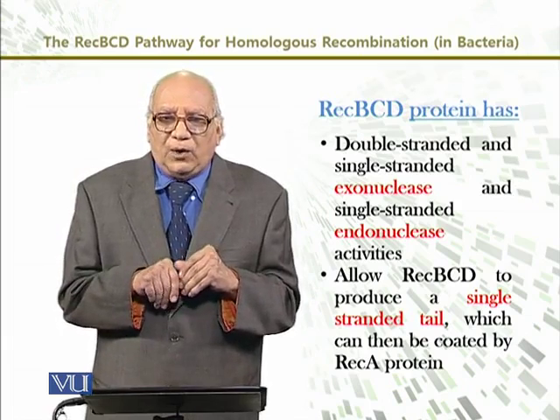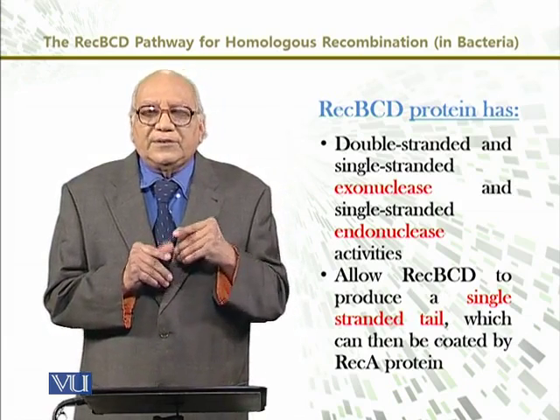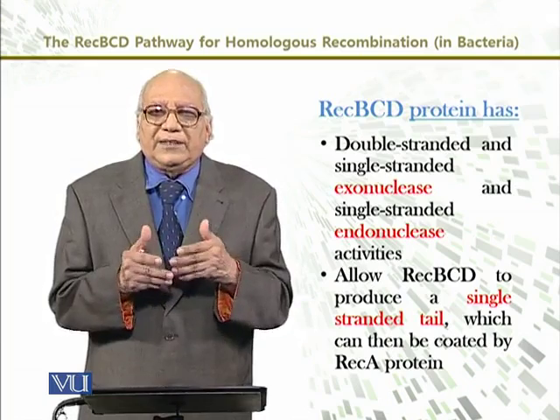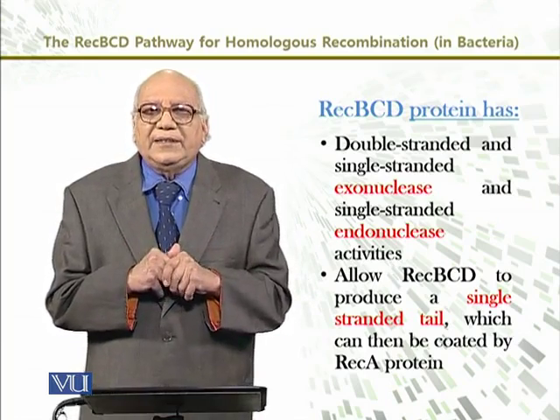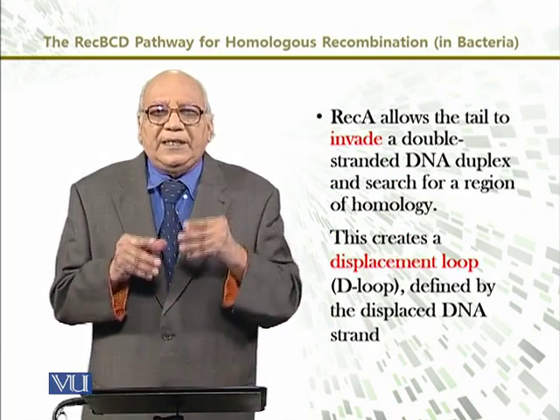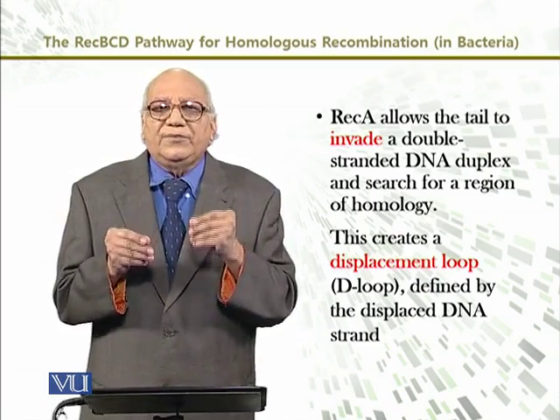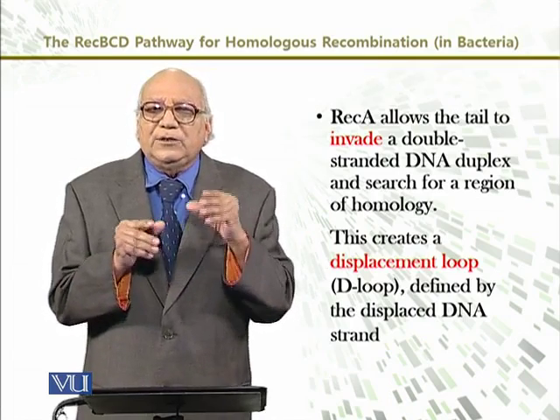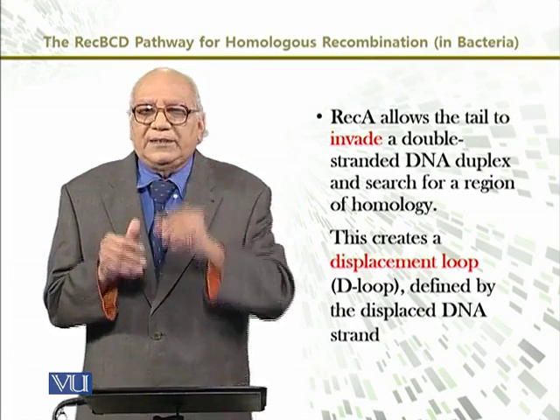The RecBCD pathway allows production of a single-stranded tail, which can then be coated by RecA protein. As I said earlier, visualize this as a strand, a rope, which is cut or unwound, and a single-stranded tail is made. Now RecA, that is the protein, allows the tail to invade a double-stranded DNA duplex and search for the region of homology. जहाँ पे homology है, जहाँ similarity है, this will automatically search that.